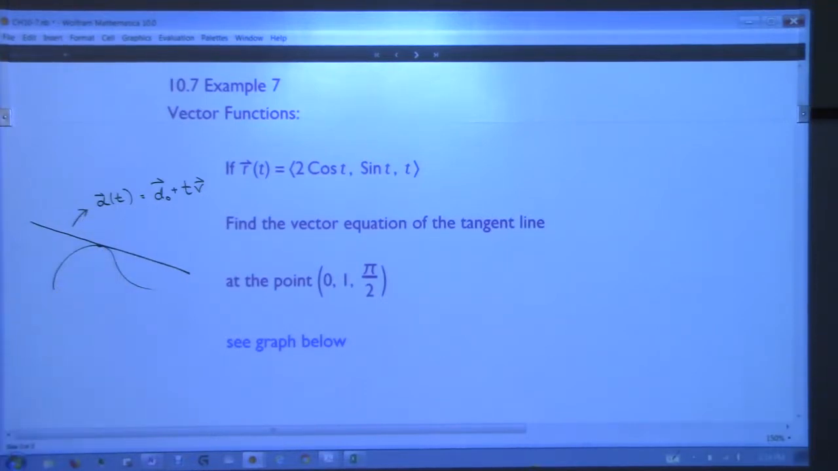Does this make sense? Yes, sir. Okay, so do you know what either of these are? Do you know what d naught is? Yes. What? It is the vector 0, 1, pi over 2.